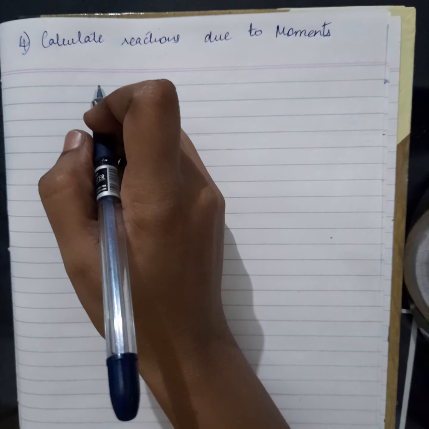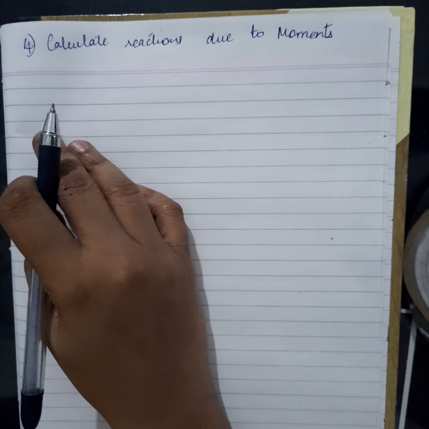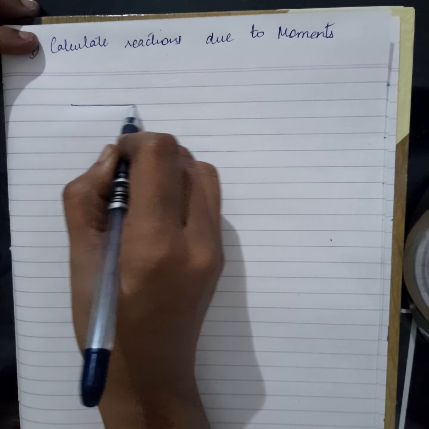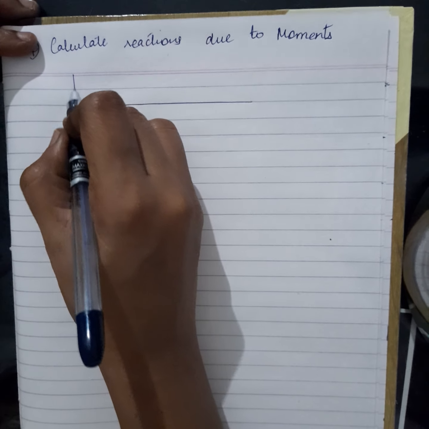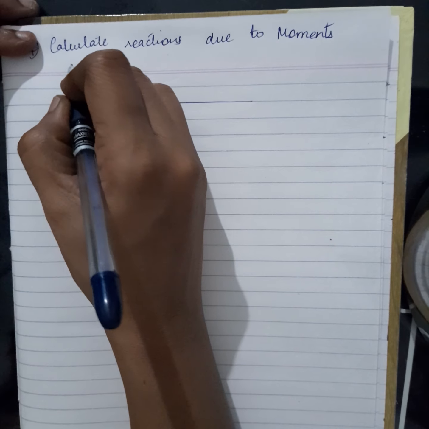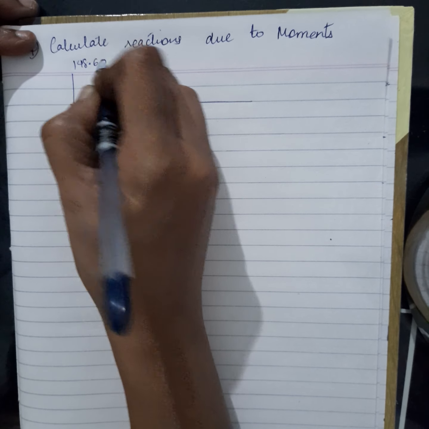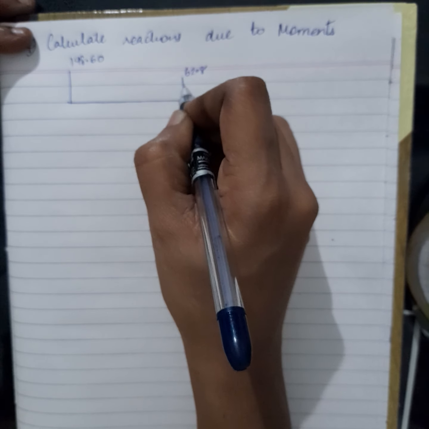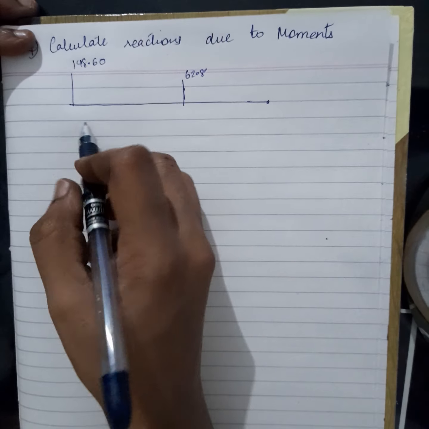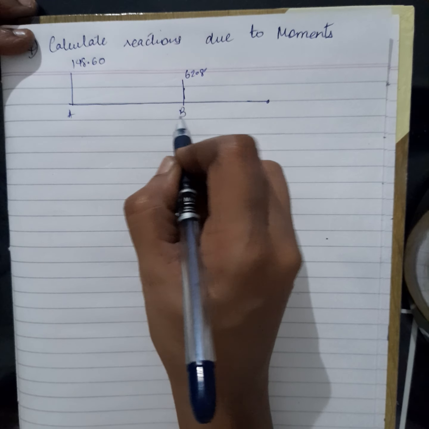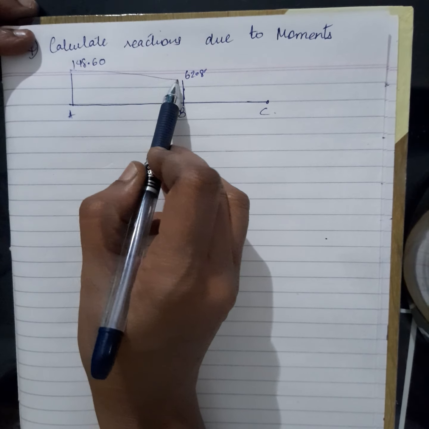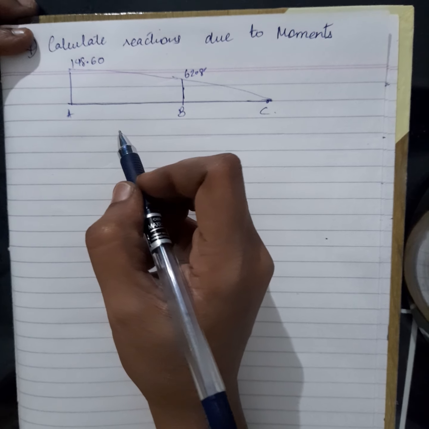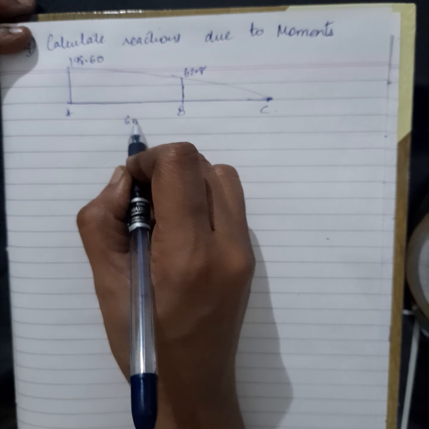Now step number 4. Step number 4 is calculate reactions due to movement. So let us consider the hogging moment diagram that we have drawn already on the last page. It has 148.60 at A, 62.80 at B, and we have 0 at C. We have a diagram joining like this. Now this is 6 meter, this is 4 meter.